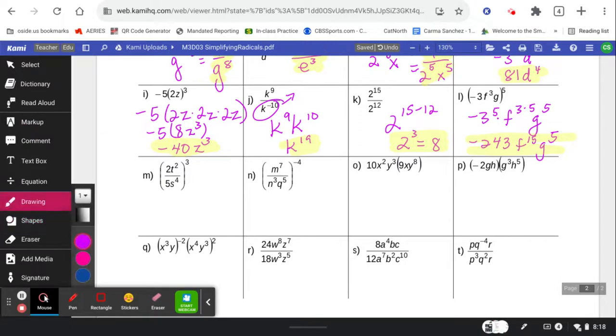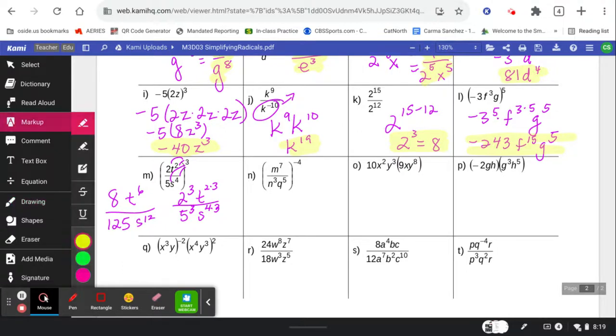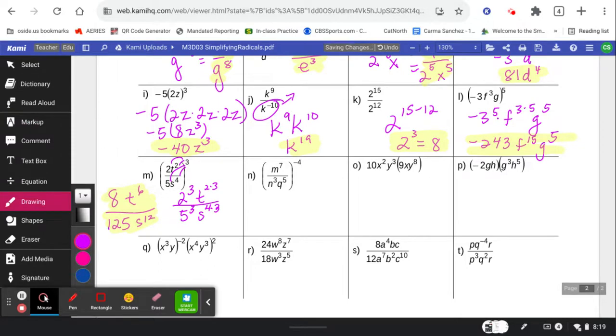This next one was very much like the one on the test, except there wasn't a negative exponent. 2 to the 3rd, t to the 2 times 3, 5 to the 3rd, over s to the 4 times 3. And so this becomes 8, 2 to the 3rd is 8, over 125, t to the 6th over s to the 12th. How'd you do? And the 8 and the 125 can't simplify, so we just leave it.